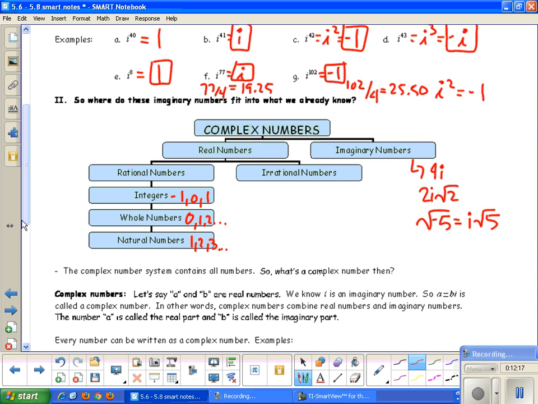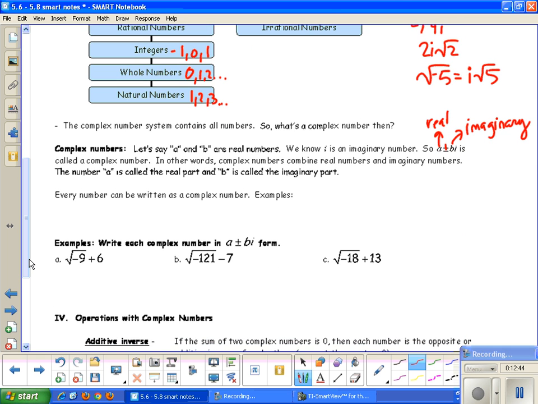So a complex number has two different parts. Complex numbers are always in the form of a plus or minus, depending on what it is, bi. So it has the a, which is the real part, and the b, which is the imaginary part. So a is the real part, and bi is the imaginary part. And every number can be written as a complex number.